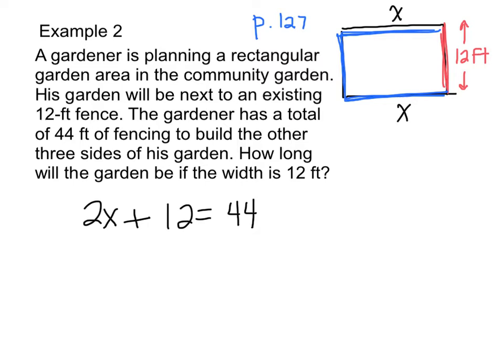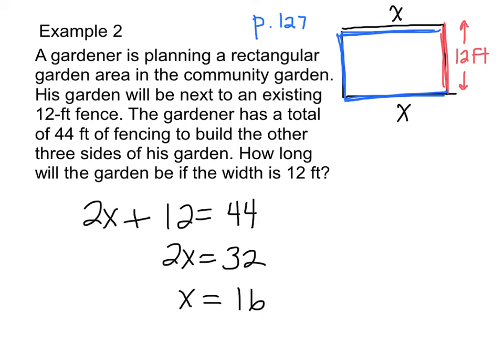So now let's solve this. There's no parentheses, there's no fractions, so we can subtract 12. If we subtract 12 on both sides, that gives us 2x equals 32. We have to do the opposite, which is step 5 of multiplication. So we undo multiplication by dividing both sides by 2, and that gives us 16.